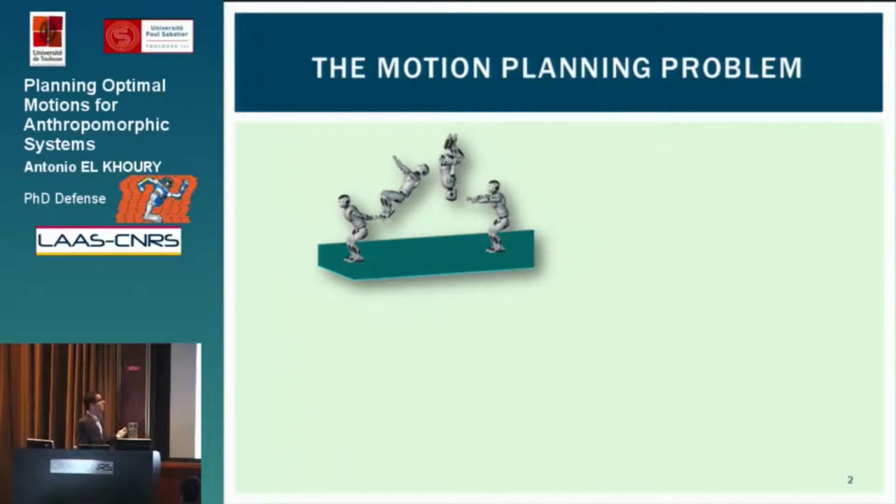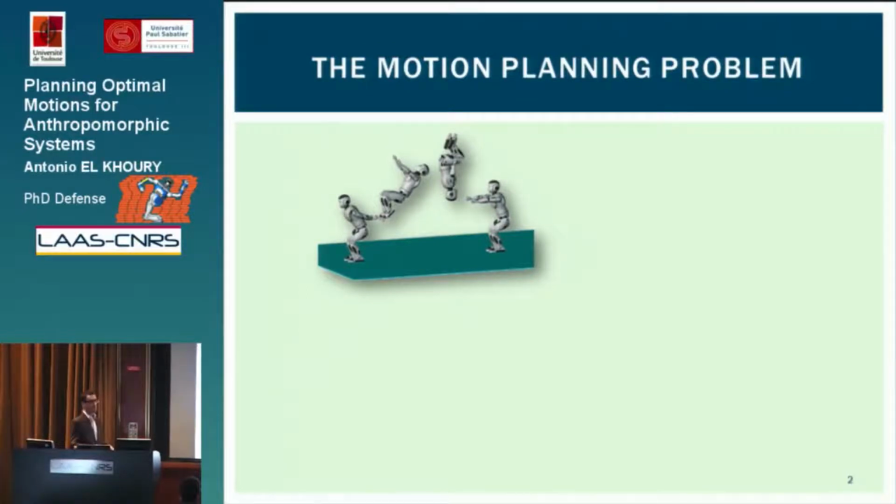Now we would like to plan motions for anthropomorphic systems, which are a particular class of systems. Generally speaking, they are systems that are made to look like humans. So usually they will have 2 legs, 2 arms, sometimes even a head. This class includes either digital avatars, in the case of computer graphics, or humanoid robots in the case of the real physical world.